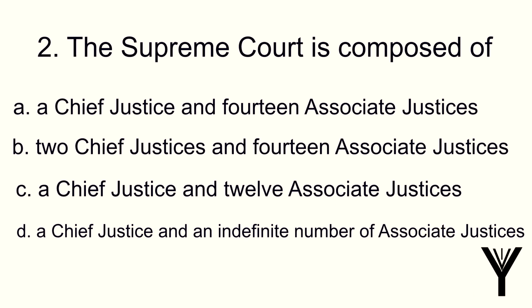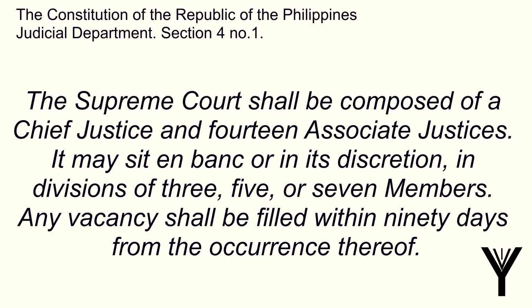The correct answer is A. A Chief Justice and 14 Associate Justices. The Supreme Court shall be composed of a Chief Justice and 14 Associate Justices. It may sit en banc or in its discretion, in divisions of 3, 5, or 7 members. Any vacancy shall be filled within 90 days from the occurrence thereof.